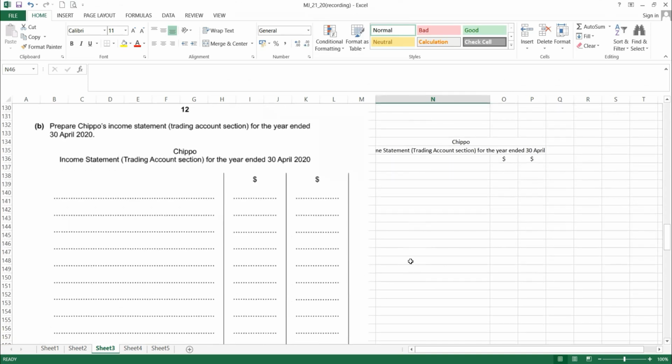Okay, question B, they asked to prepare the income statement, trading section. What is the trading section? Trading section means that you just only calculate up to, present your account up to the gross profit. After that, expenses and others don't need to do. That is called trading section. So we just put in the amount first. Let's see.